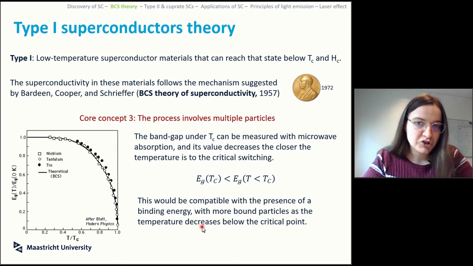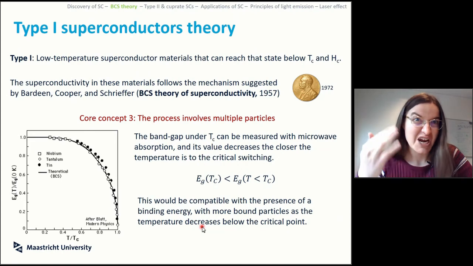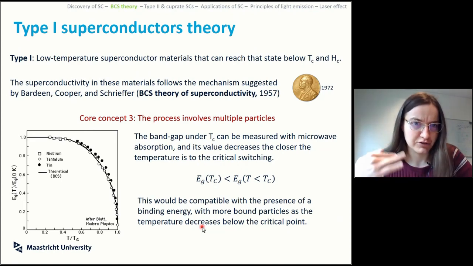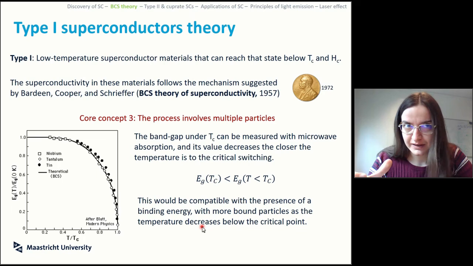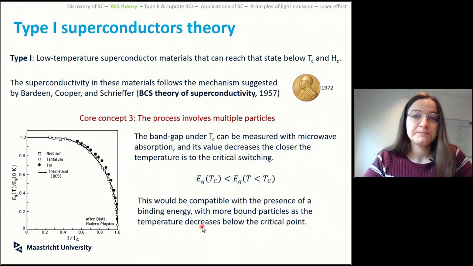The fact that you can measure this band gap with microwave absorption tells you that this gap should be around 1 micro electron volt. Note that this is about 3 orders of magnitude lower than the band gap in a semiconductor that absorbs visible light.